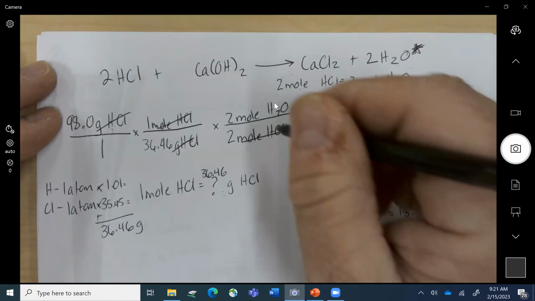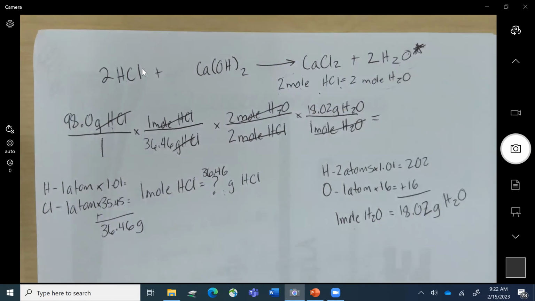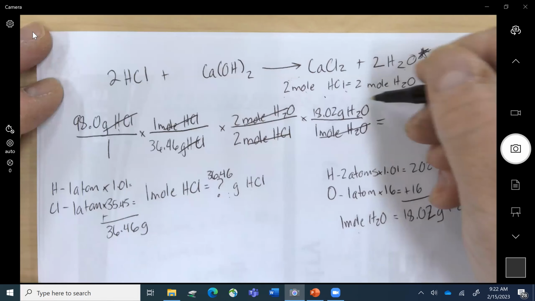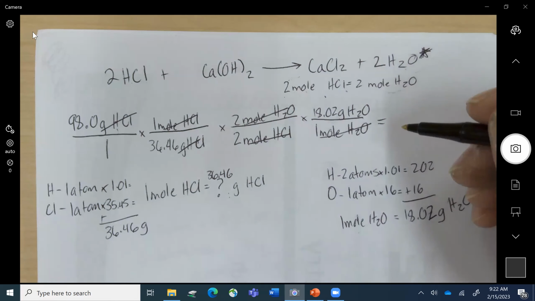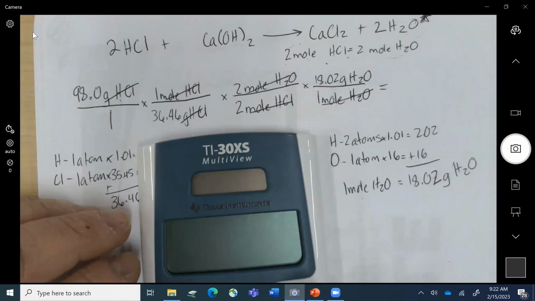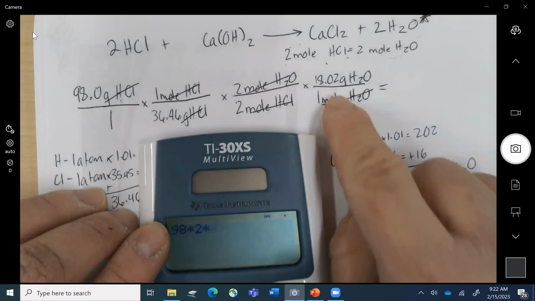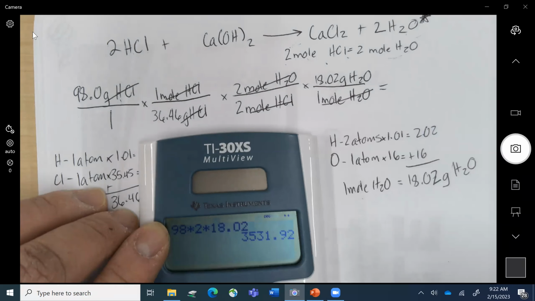And if you're someone on unit conversions who doesn't write their labels, I'm going to tell you right now, if you do not write your labels in chemistry, good luck. You got to write your labels to know what you're dealing with because you will forget. All right, so now I'm going to multiply everything this way. Let me get my calculator. 98 times 2 times 18.02.